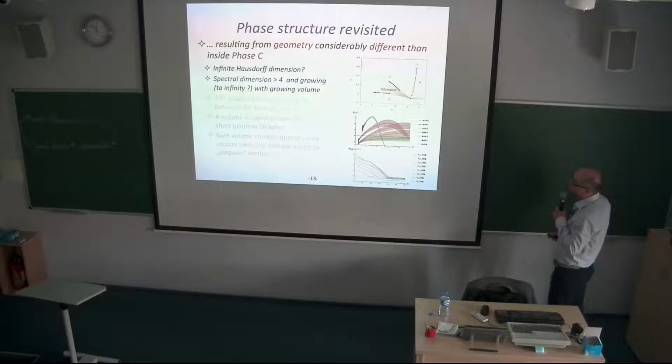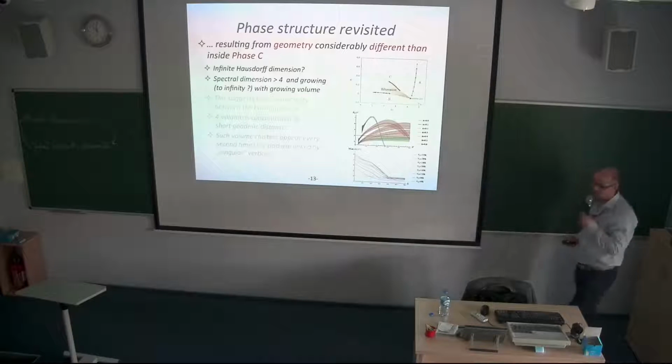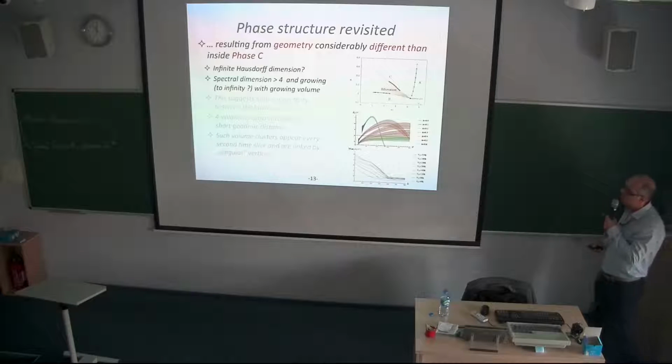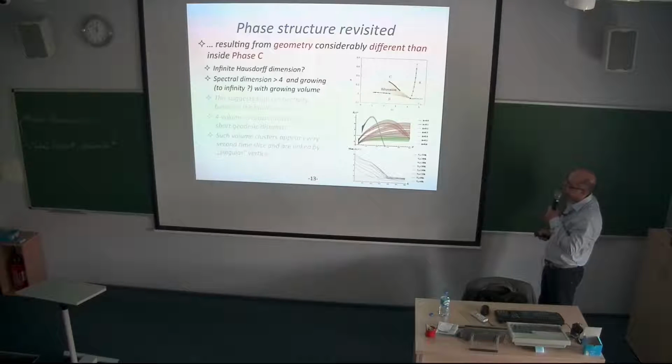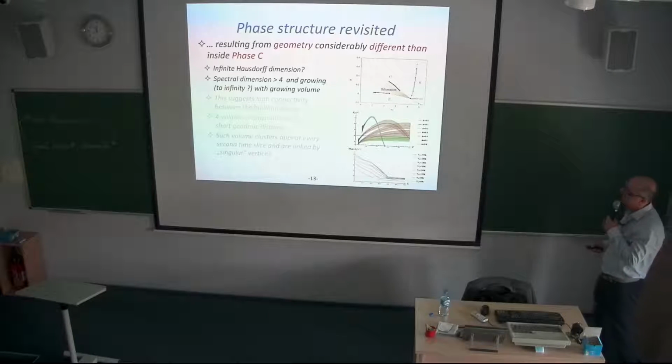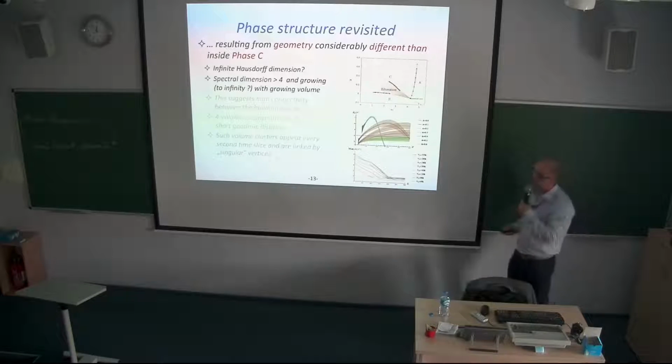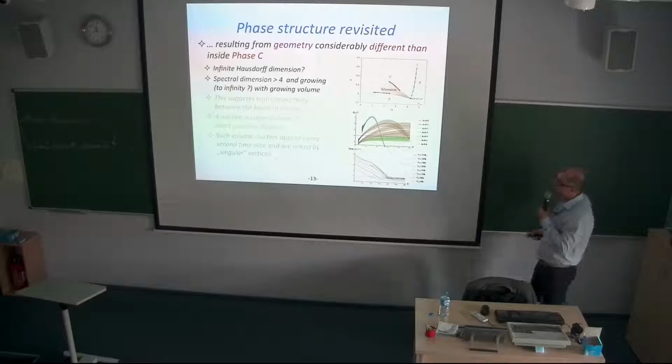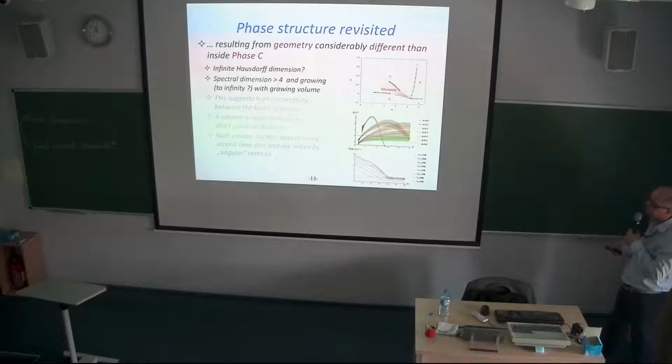The same can be done for the so called spectral dimension. The spectral dimension is related to the random walk performed by a test particle in this triangulation. You can calculate the probability of return to the origin, and this probability of return is related to the so called spectral dimension, which depends on diffusion time. We are interested in the behavior for large diffusion times, and as you see here in this green curve, for phase C, this is consistent with 4.